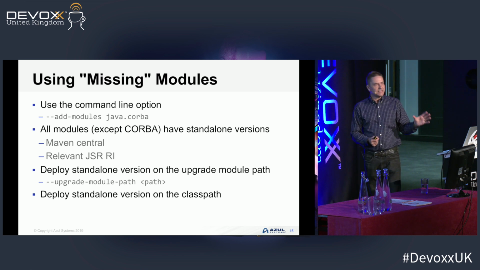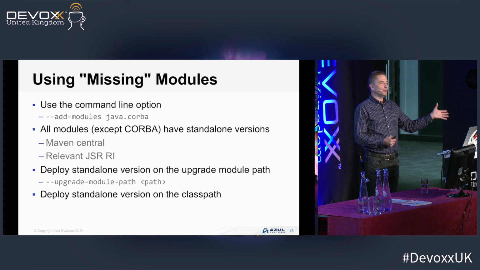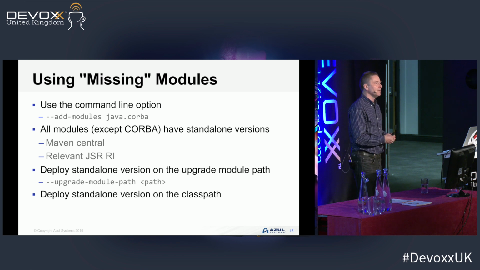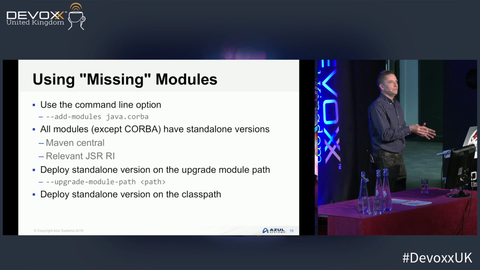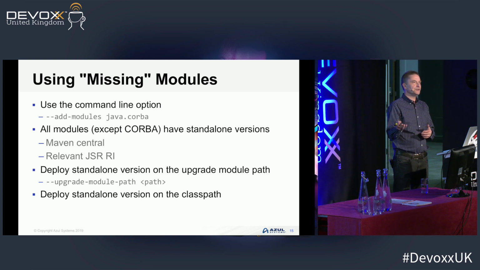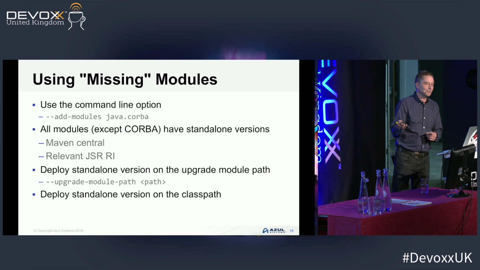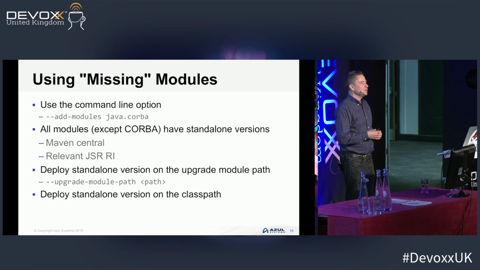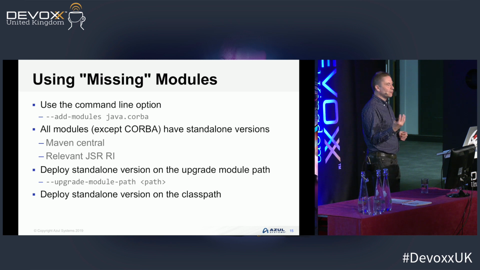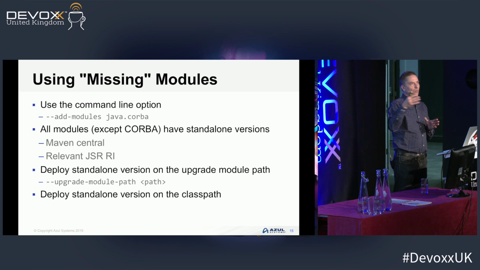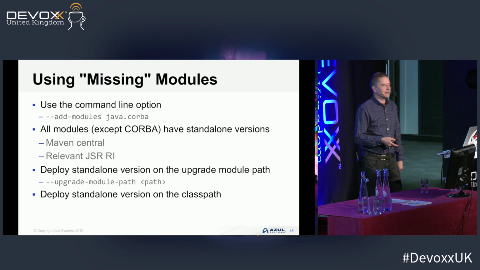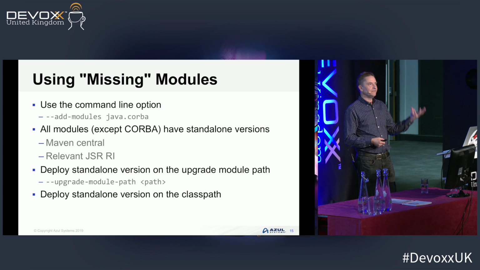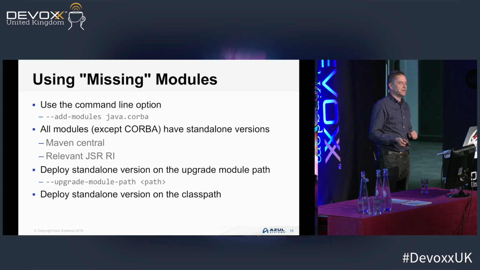In the case of everything except Corba, you can go to Maven Central, there are modules, you can just update your POM file, and you can get it through there. There's also the access you can get through the JSR for each of these. There's a reference implementation, you can do that. You can deploy standalone versions through what's called the upgrade module path, and you can specify where those modules can be found, and then you can link into those and everything will work without any problem. Or you can just simply take the jar file and put it on your class path and do the same thing.